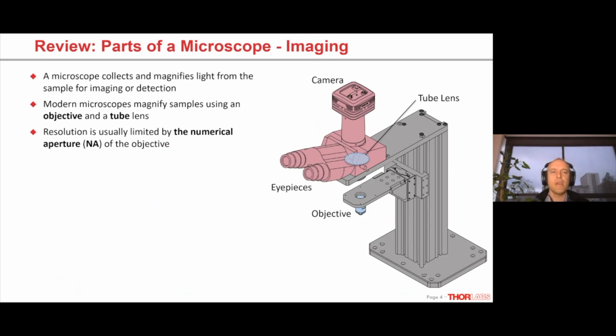talk. So a microscope collects and magnifies light from the sample for imaging or detection. And the two key elements of modern microscopes are the objective and the tube lens. The objective collects light from the sample and relays it to the tube lens, which focuses that light through the eyepieces to the eye or to the camera or another detection apparatus. Resolution is usually limited by the numerical aperture of the objective.